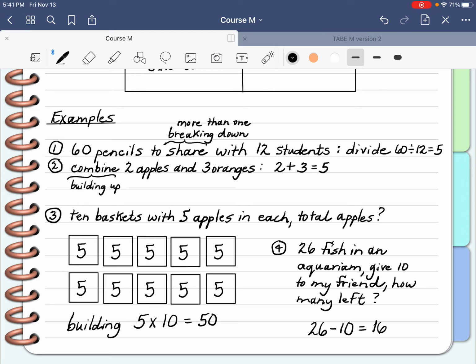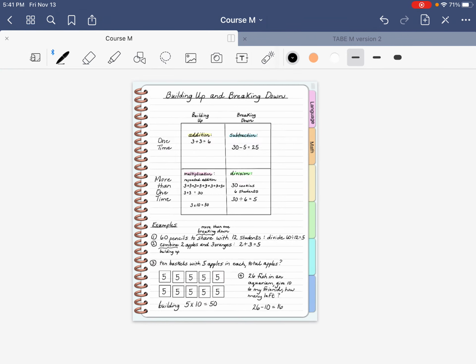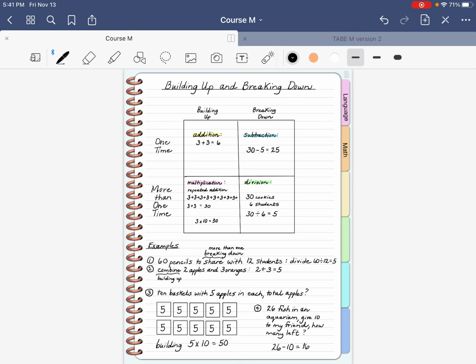So those are some examples of building up and breaking down. And I will refer to this idea as we go through our problems, especially when we're doing word problems. I will try to remind you about building up and breaking down. But hopefully this strategy will help you to figure out what you need to do. Even when you get into algebra and geometry, into those advanced math subjects, ask yourself, am I building up? If so, you're either adding or multiplying. Am I breaking down? You're subtracting or dividing.